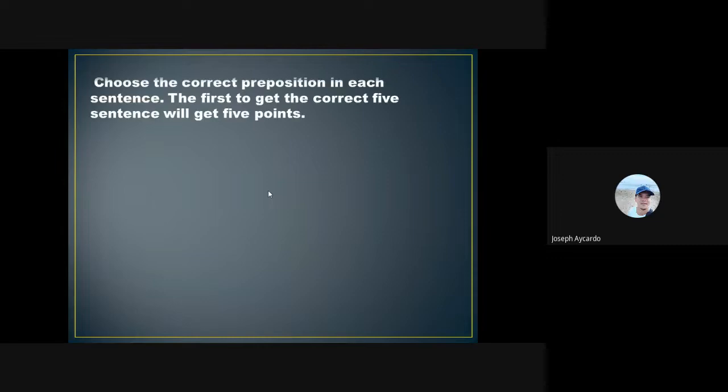But before that, let us first review our previous lesson. I have here some questions from our lesson yesterday. So here is the instruction. Choose the correct preposition in each sentence. The first to get the correct five sentences will get five points. Let's start. Here's the number one question.